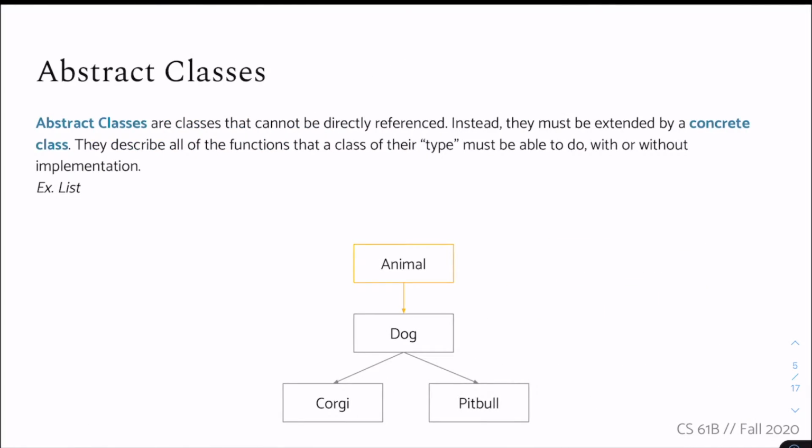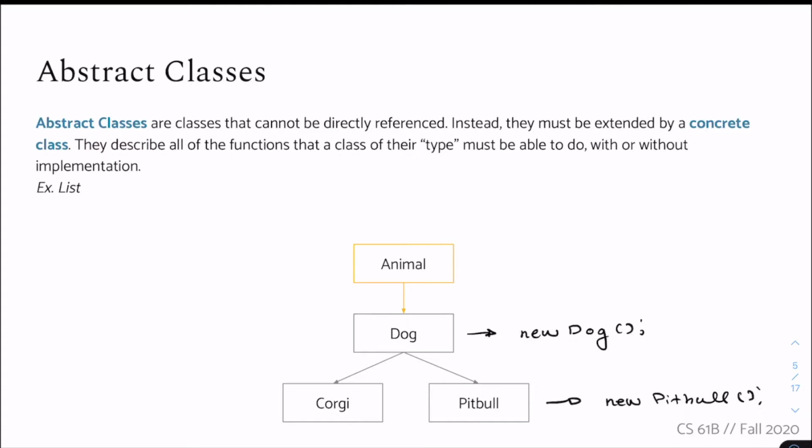Moving on to abstract classes. Abstract classes are classes that cannot be directly referenced. So in the real world, in this example, you can have something that's just a dog. Maybe it's a mutt, maybe you got it and you don't really know what its background is, so it's just a dog. And so you can initialize a new dog, and that is perfectly valid. Same thing with Corgi and Pitbull, right? Because a Pitbull is a specific type of dog, you can totally just say, oh, make a new Pitbull.